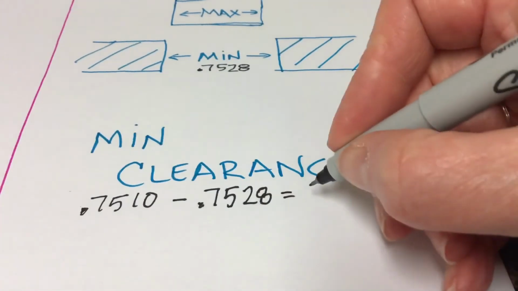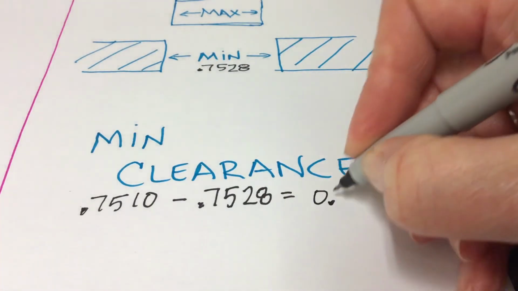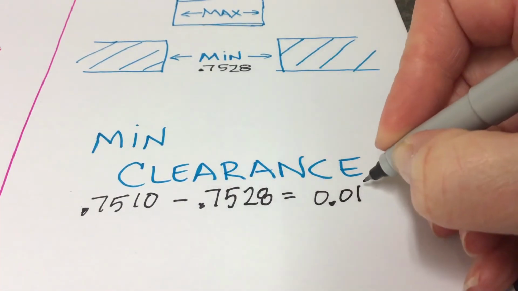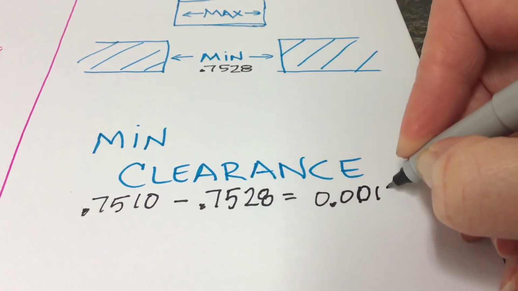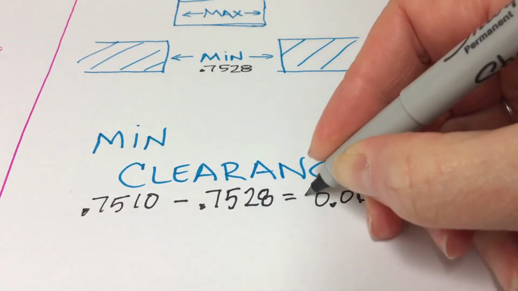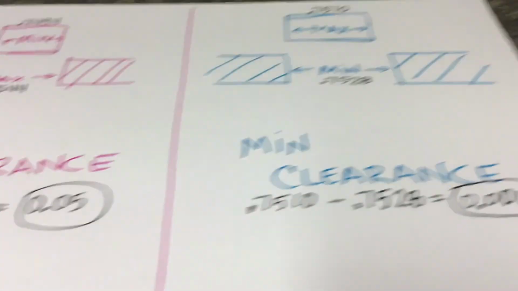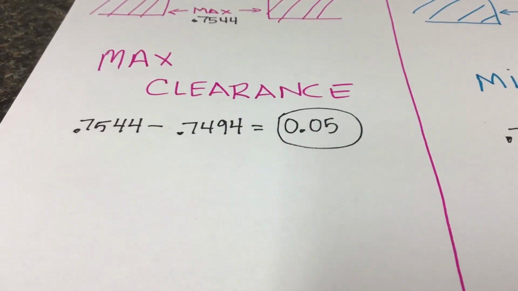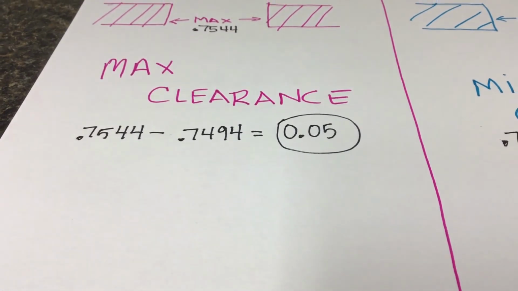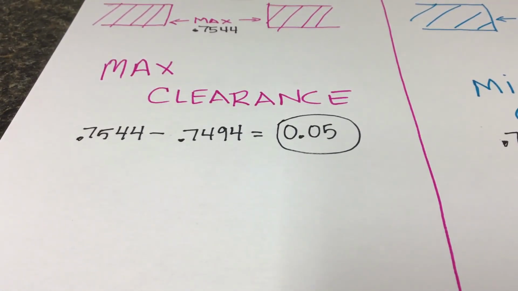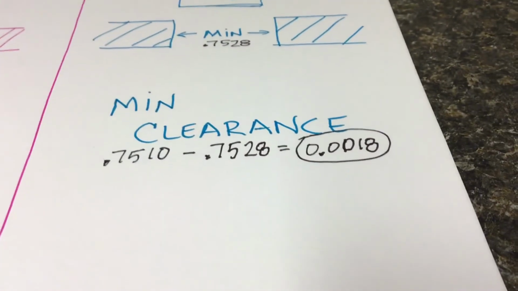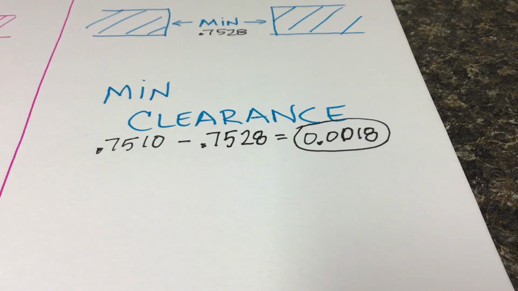And our minimum amount of clearance would be 18/1000ths. So the maximum amount of clearance that we have in our two parts here is only 500ths. That's a lot of space, 500ths. That's a big measurement in comparison to the minimum amount of clearance, which is 18/1000ths of an inch.